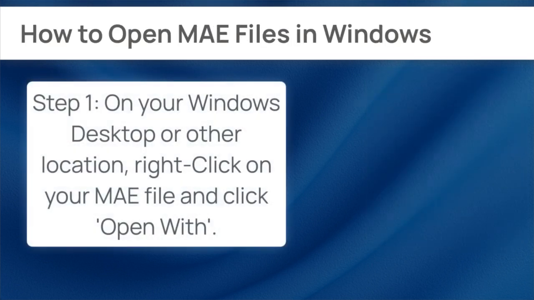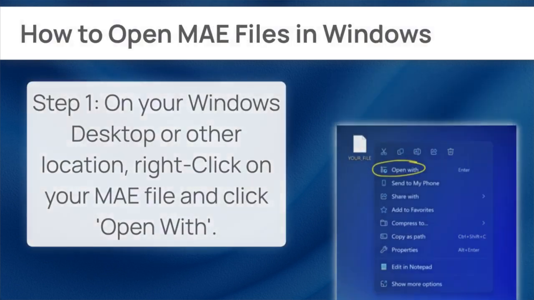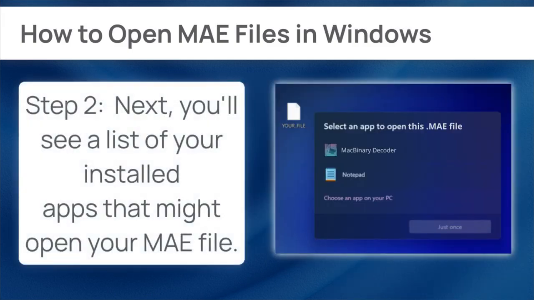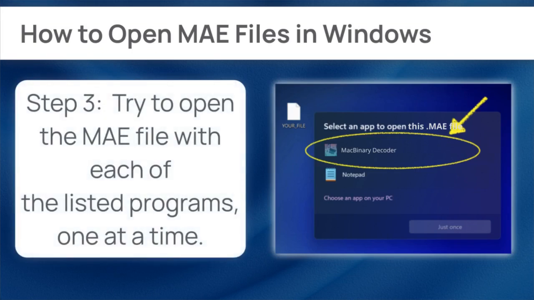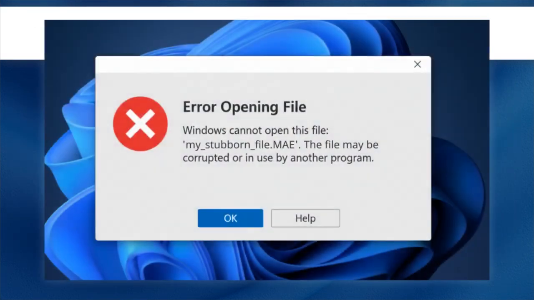We need to see which program correctly links to the file. Right-click the MAE file and hit Open With. Test McBinary Decoder first. If it is unavailable, choose another application. The solution is often hidden in plain sight. When a MAE file fails to open, it is usually for a basic reason.